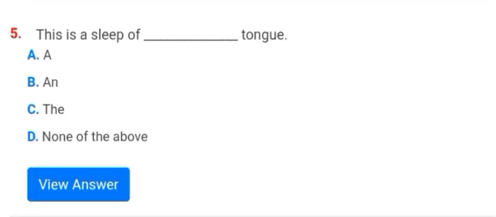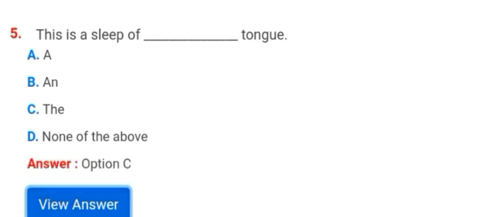Question number 5. This is a slip of dash tongue. A: a, B: an, C: the, D: none of the above. Correct answer: C, the. This is a slip of the tongue.